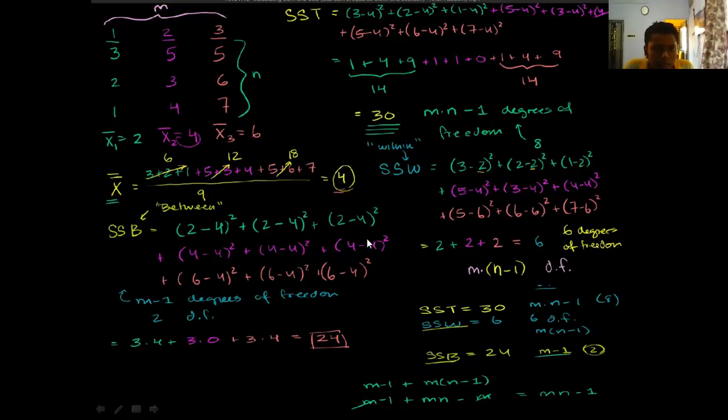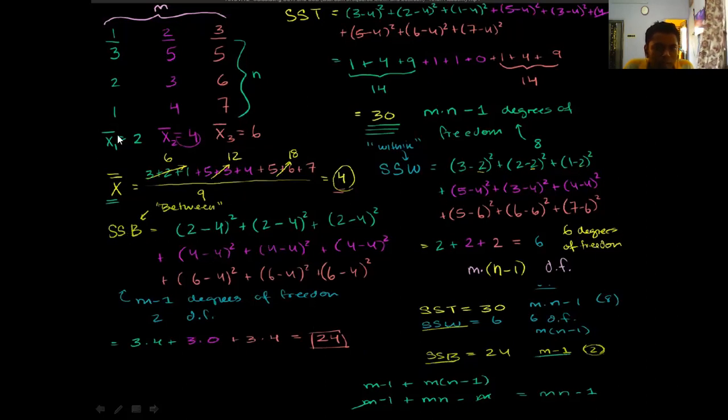That's why here you can do 2 minus 4 whole square, and you need to do this 3 times because there are 3 elements. Here the mean is 4 and the grand mean is 4. So 4 minus 4, but doing this 3 times because there are 3 elements. Similarly, here your mean is 6 for this group and the grand mean is 4. So you are doing 6 minus 4 whole square, also 3 times because there are 3 elements. So ultimately you are getting the result of 24.